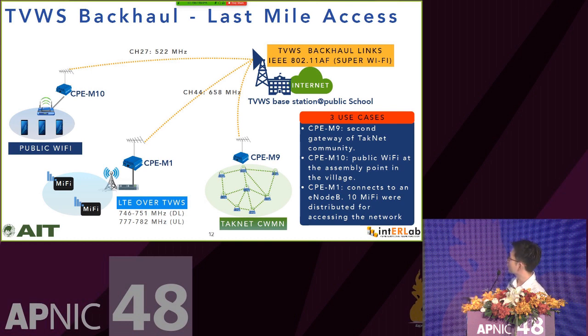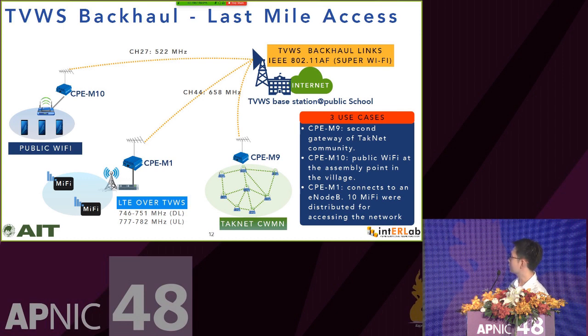So we set up the base station here at the school, with the internet connection, and we set up 3 locations with clients of the TV white space equipment, which we call M9, M1, and M10. From these, we demonstrate three use cases. The first use case, we integrate the TV white space backhaul as last mile access to the existing community network called TACnet. In this one, we use the TV white space as a second internet gateway to access the internet.